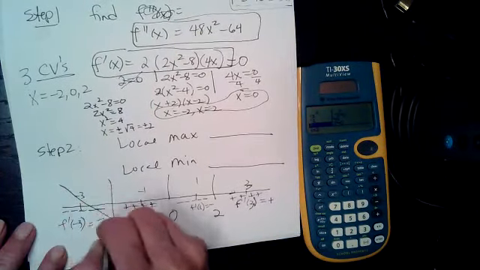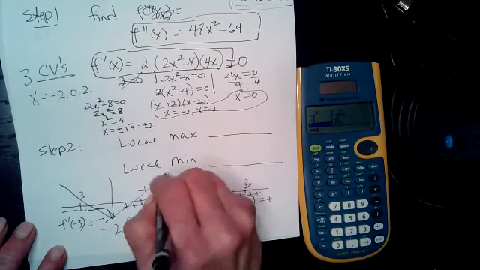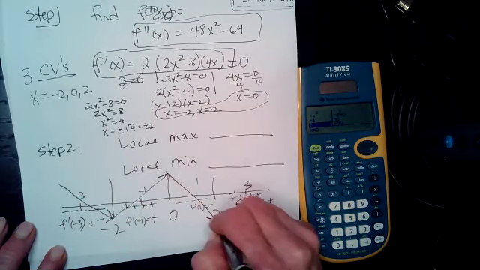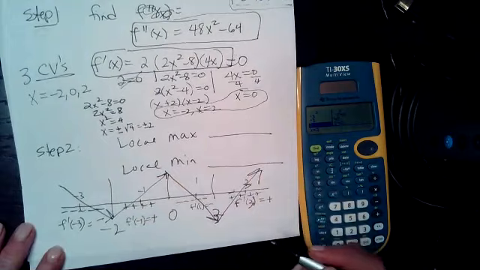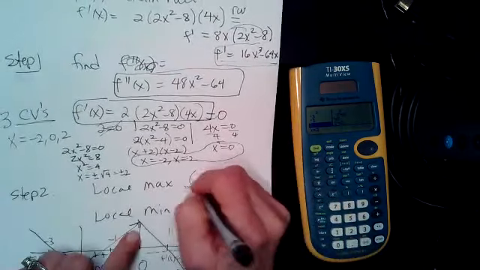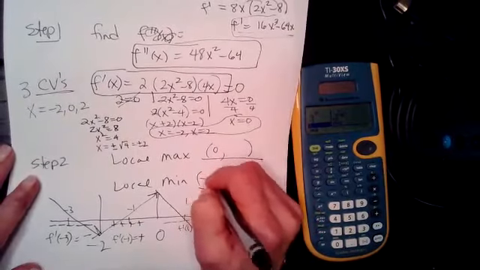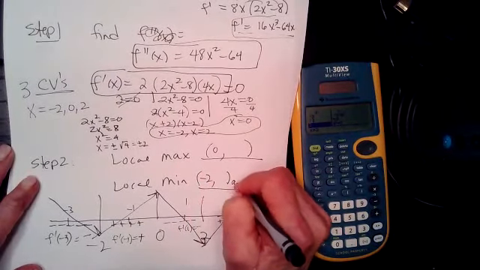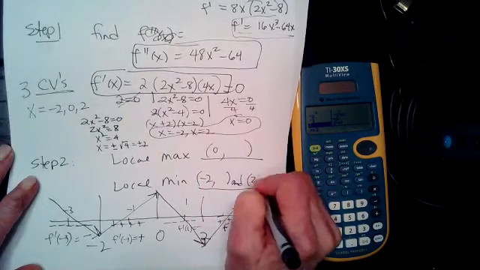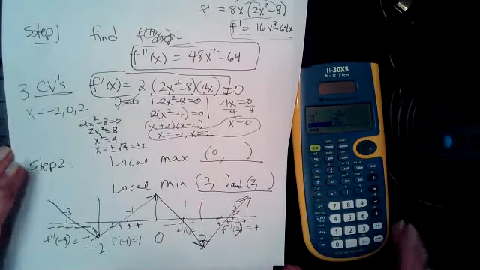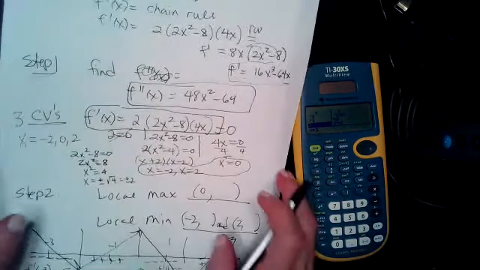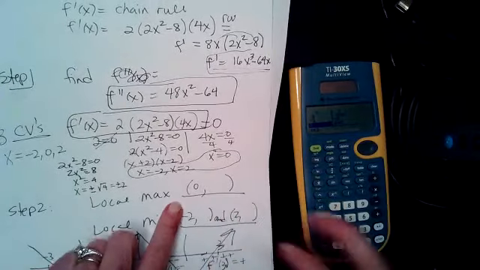Here, my function's going up, going down, and going up. So now I have a local max at 0 something, and I have 2 local mins at -2 something and 2 something. Okay, so where do I plug these values in to find the y part of a point?